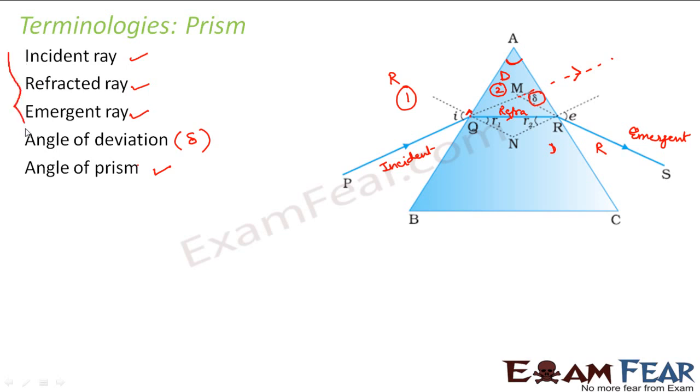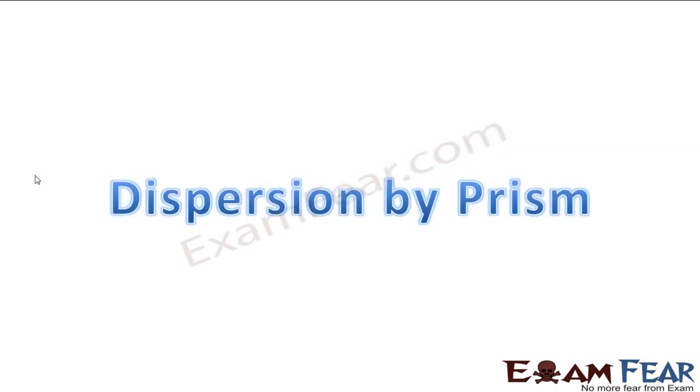These are some of the terminologies which will be helpful as we go ahead and study more about prism. Right? So in a prism, there is always an incident ray, a refracted ray, and an emergent ray. The angle which the emergent ray makes with the incident ray is known as the angle of deviation. And every prism has an angle of prism which is characteristic of itself.